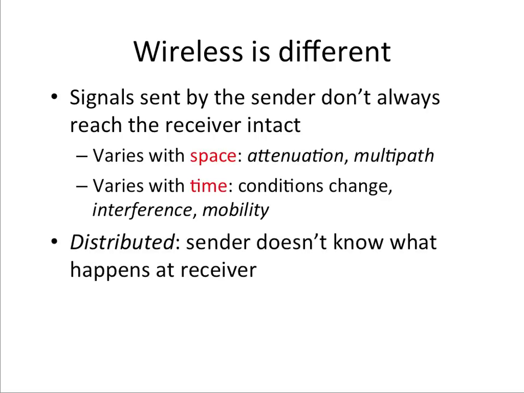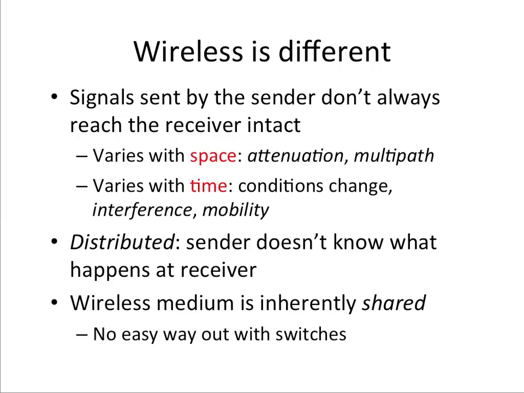And finally, in wireless networks, it's harder to know what's happening at other nodes if you wanted to coordinate communication between the nodes than in wired networks. And we'll see an example of that. And finally, here's the biggest difference. Wireless medium is inherently shared.